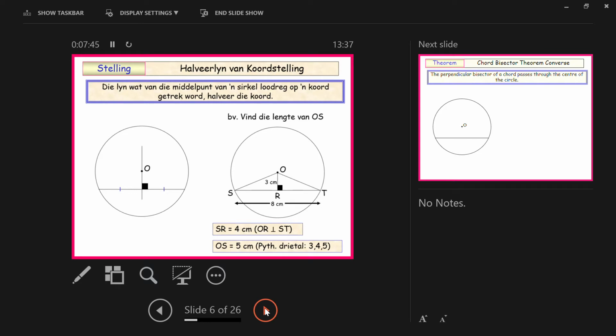So in total OS squared would be 25. Maar daar is kwadraat. So dan gaan ek gaan kry 4 van 25 and that is why OS will just be 5 centimeters. Is julle by?